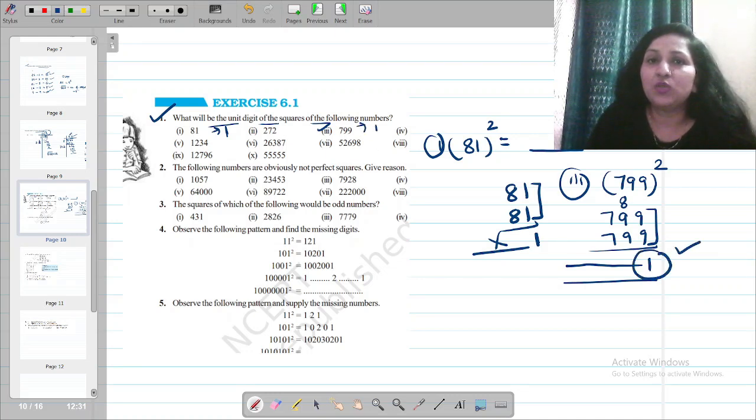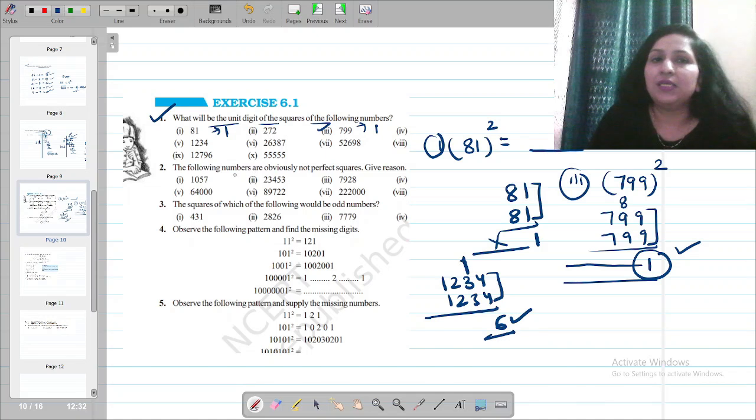Now we can do this orally also. 1, 2, 3, 4. What will be the ones digit of the square of this number? 4 into 4 is 16. And what is the ones digit of 16? 1, 2, 3, 4 into 1, 2, 3, 4. 4 into 4 is 16. 1 will go as a carryover and we have got our ones digit. Answer is 6 here.